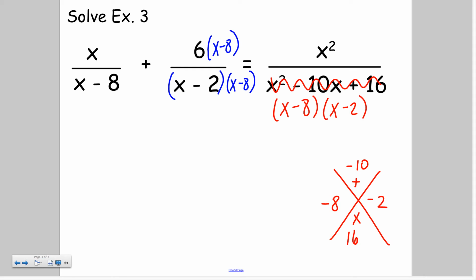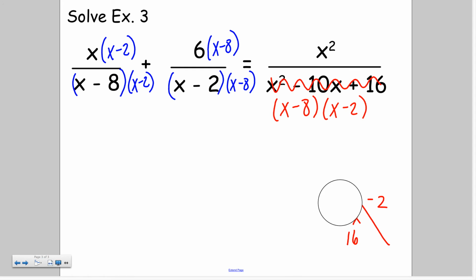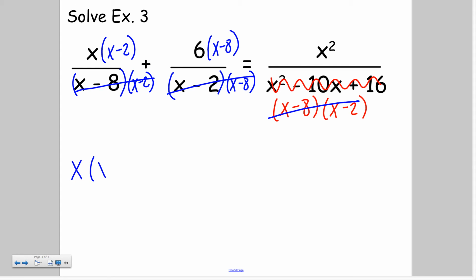The first denominator has the x minus 8. It needs the x minus 2. Every denominator should have x minus 8 and x minus 2. If they do, you can cross them off and just look at your numerators. So I'm going to write down exactly what I see in my numerators without doing any math yet.